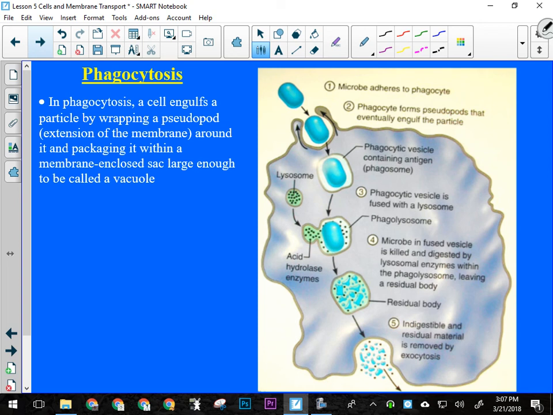Like we were saying, for phagocytosis, we engulf a food or solid particle. This is how your white blood cells kill bacteria. They eat them. They go along, they find the bacteria, they engulf them, and they digest them with a lysosome, and they're dead. Only really your white blood cells can do that, other cells can't.